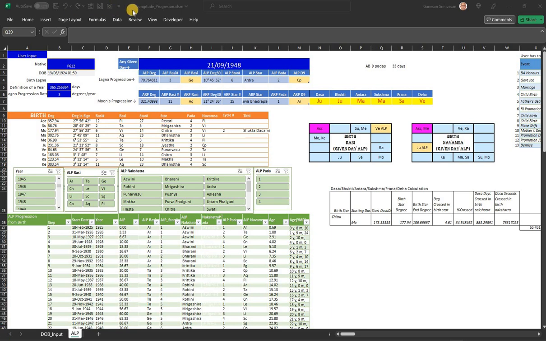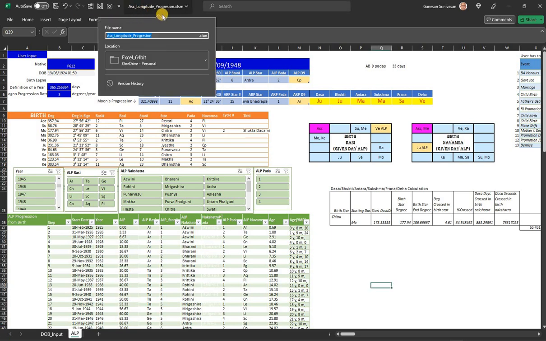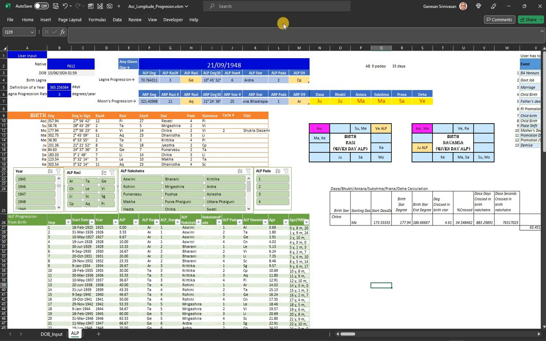This is a video on what I call the Ascendant longitude progression. People have been asking me, just as we did the moon's progression some videos back, if the progression of the ascendant can be calculated in Excel, so that it is easy for people to follow some new theories that have been floating, which is called the ALP theory, which is essentially the Ascendant Lagna Progression, ALP, and they call it Akshaya Lagna Progression.